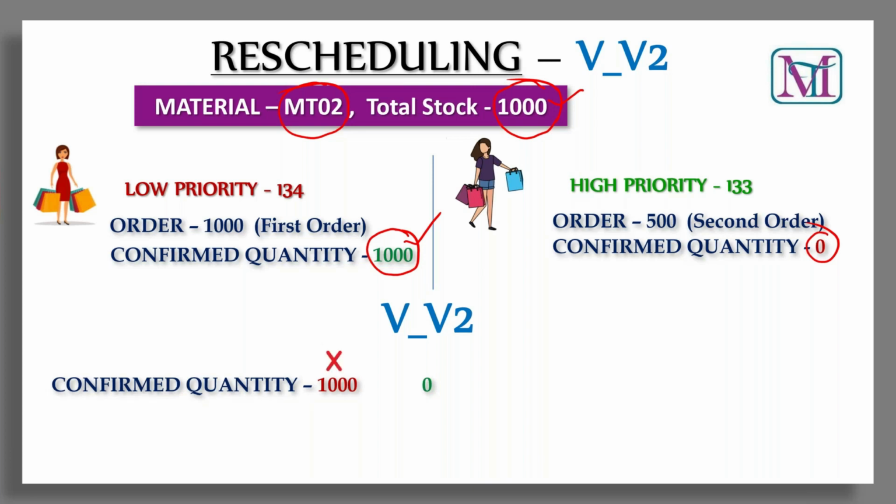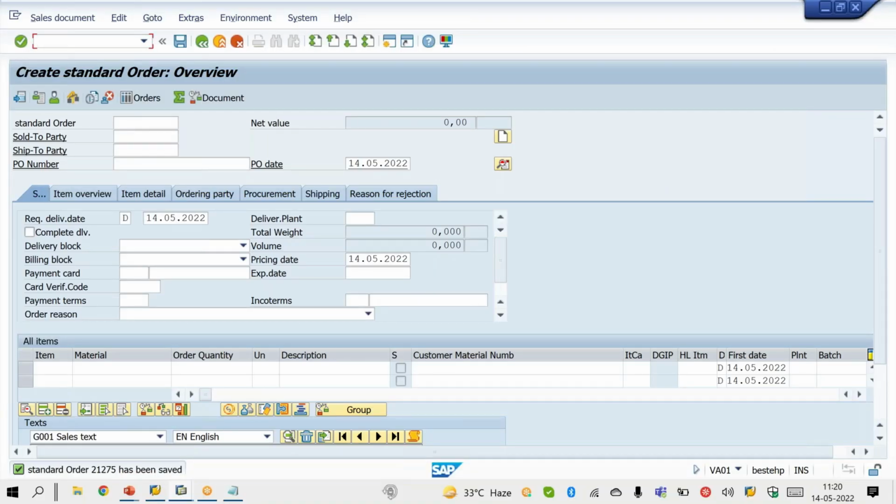Now it will cancel and make it 0 automatically. In backorder process, we can adjust it manually so that we can change the confirm quantity, but this is an automatic process. So confirm quantity will automatically be 0 for low priority customer and confirm quantity will be 500 for high priority customer. So we'll check this. Transaction code is, again remember this transaction code, V_V2.